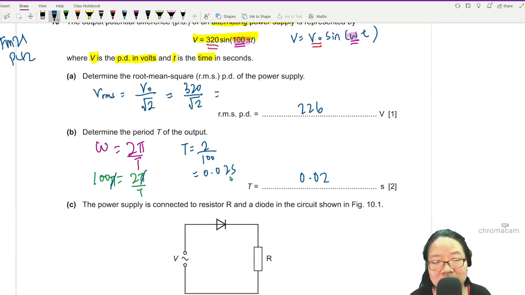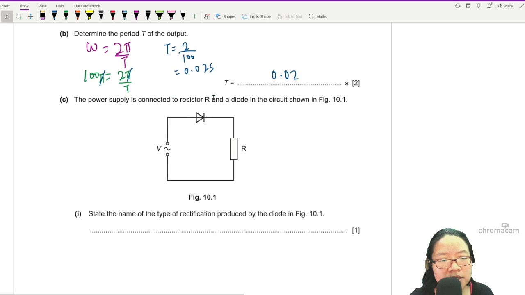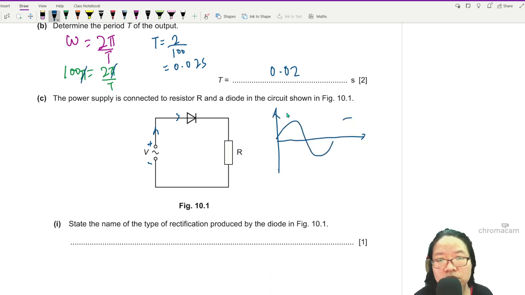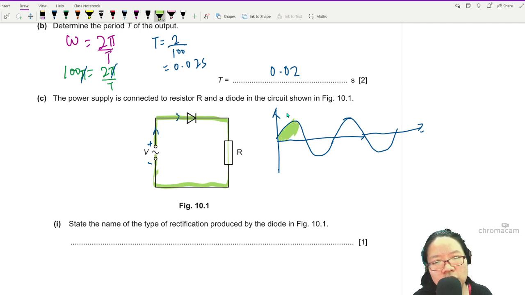Now we're going to connect the power supply to a resistor and a diode as shown in figure 10.1. State the name of rectification produced by the diode. So this one, you see, this is positive, this is negative. Then current can flow. So if this is your AC, sine omega t, I'm going to draw two cycles. This is your AC. So maybe this is the positive cycle. Current can flow, no problem. Let's look at the negative cycle. Negative cycle is when you flip the direction.